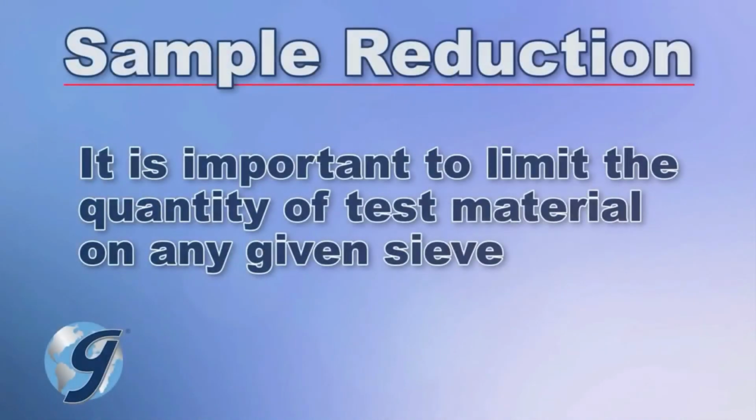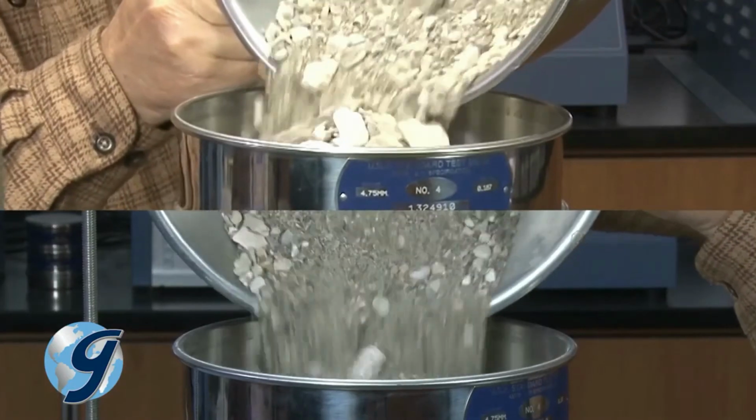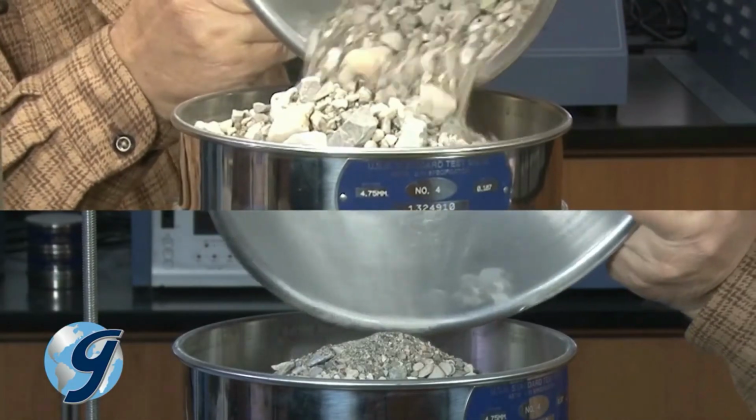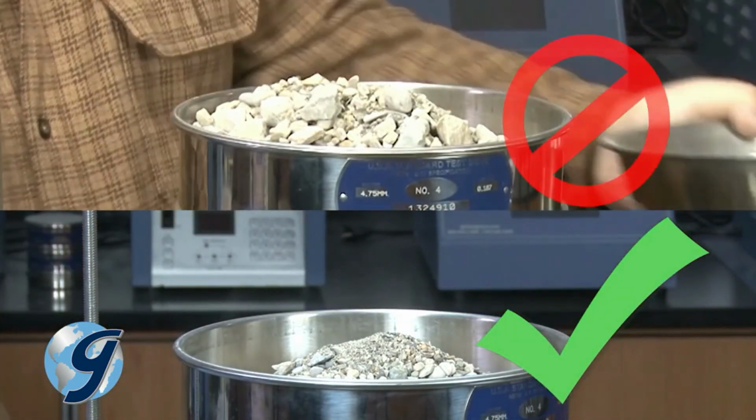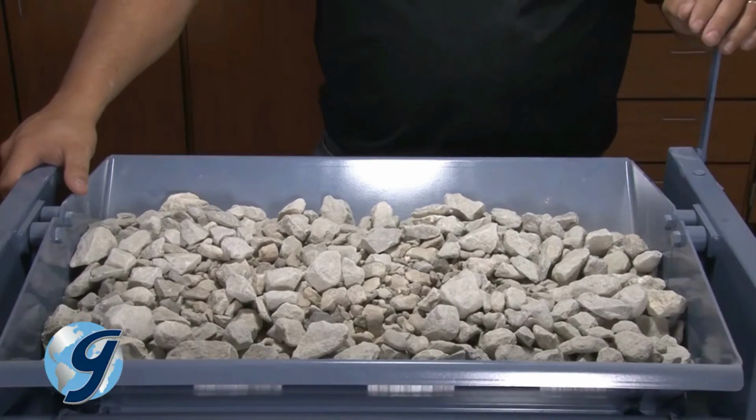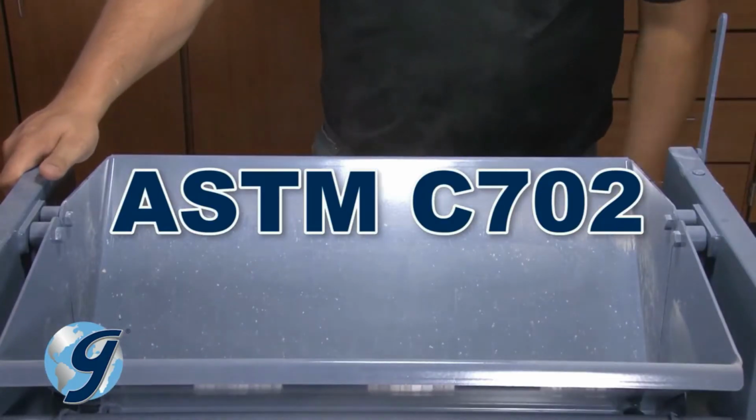It is important to limit the quantity of test materials on any given sieve so that all particles have the opportunity to reach the sieve openings a number of times during sieving operations. For this demonstration, the bulk sample has already been reduced to an amount suitable for testing using the applicable procedures described in ASTM C702.